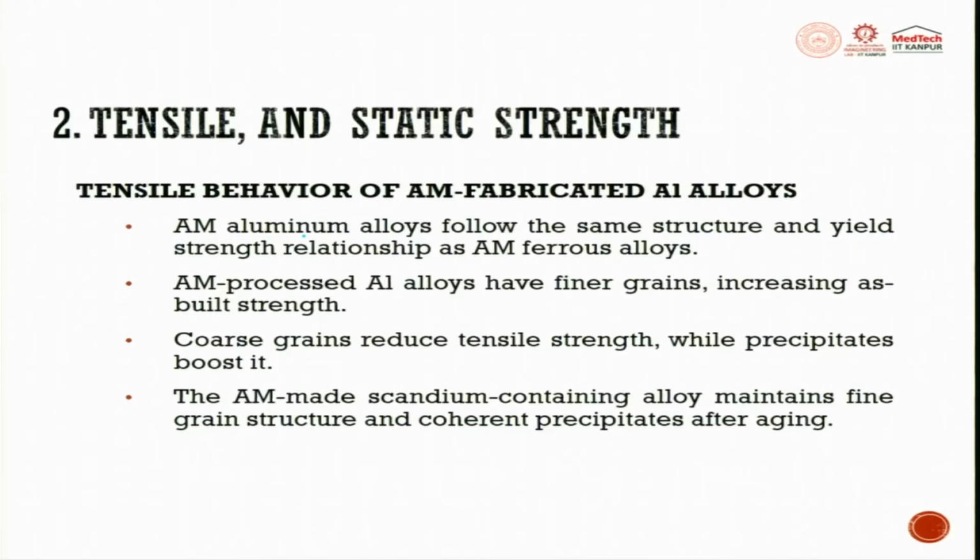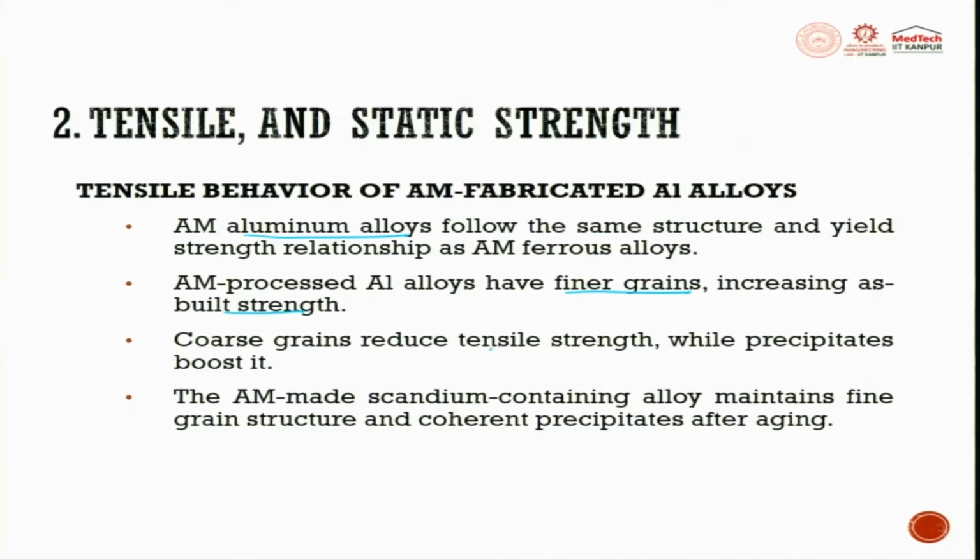Now we talk about aluminum alloys. Additive manufactured aluminum alloys follow the same structure and yield strength relationship as AM ferrous alloys, almost in the same way. I am not talking about exact magnitude, but in terms of comparison of conventional ferrous alloy and additive manufactured ferrous alloy, you will get the same behavior with respect to aluminum alloy also. Additive manufacturing processed aluminum alloy has finer grains, increasing with build strength.